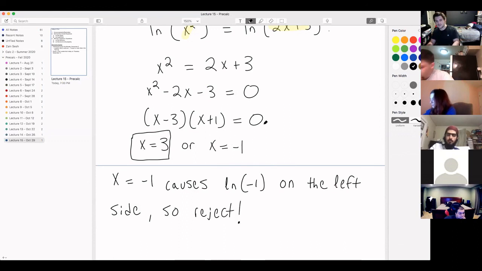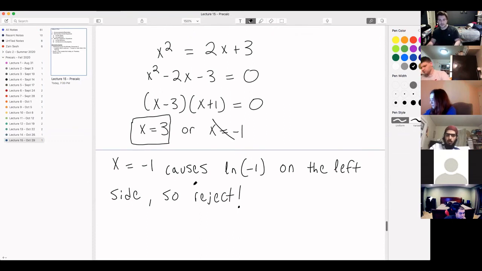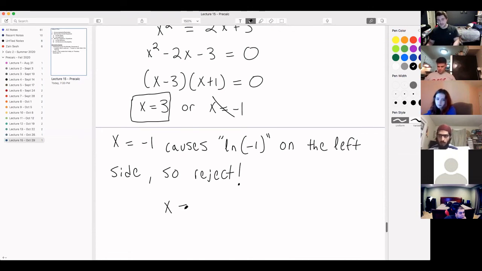All right, so I'm just going to cross it out. It's no good. To make this a little better, I'll put quotes around this ln of -1 because it's not really a true statement. All right, so the answer is just x equals 3.